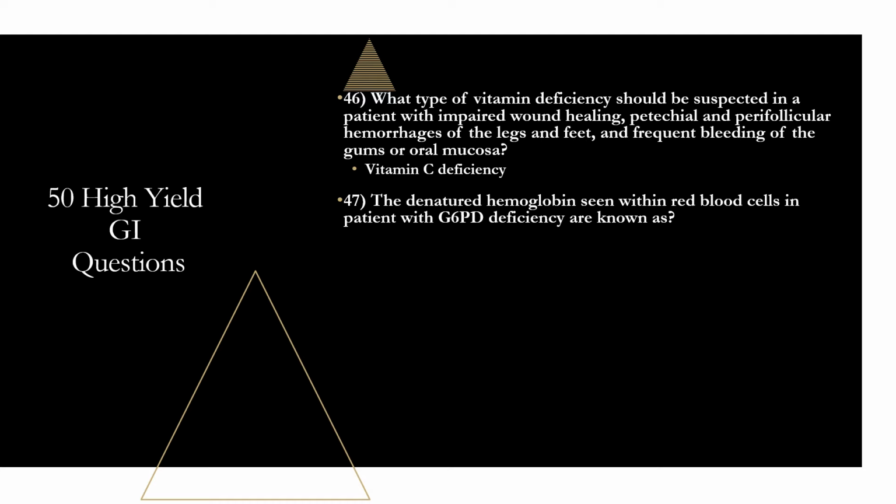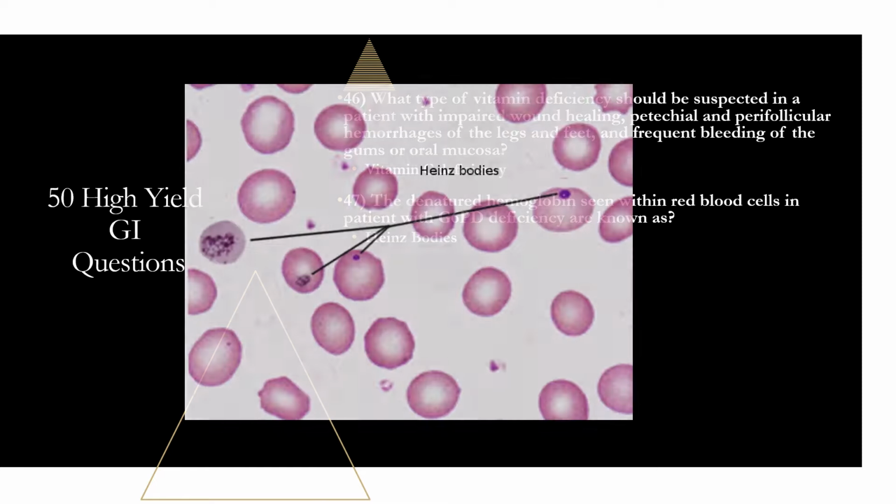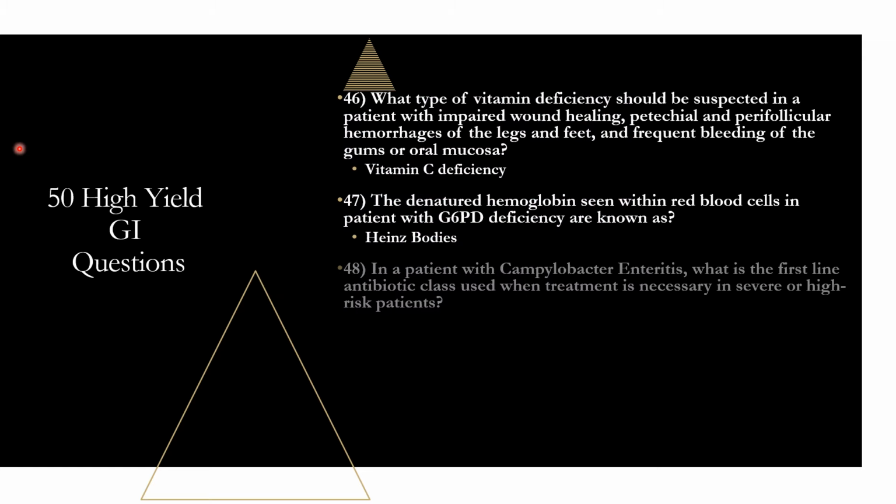Question 47, the denatured hemoglobin seen within red blood cells in a patient with G6PD deficiency is known as. So that is going to be known as Heinz bodies. So we can take a look at what that looks like. Heinz bodies are indicative of oxidative injury to the erythrocyte, which is caused from the G6PD deficiency. And you can see these little inclusions here in the red blood cells, and those are known as Heinz bodies. So that's what they actually look like.